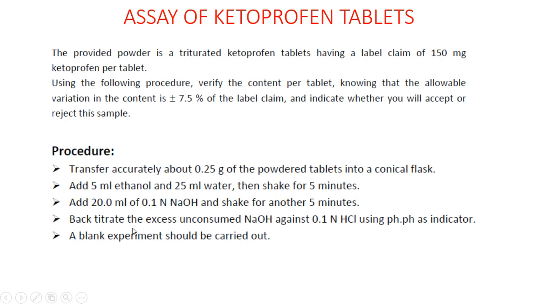Back titrate the excess unconsumed sodium hydroxide against 0.1 normal HCl using phenolphthalein as indicator. Change of color from red to colorless. A blank experiment should be carried out.